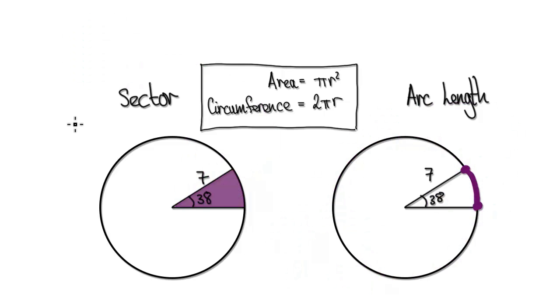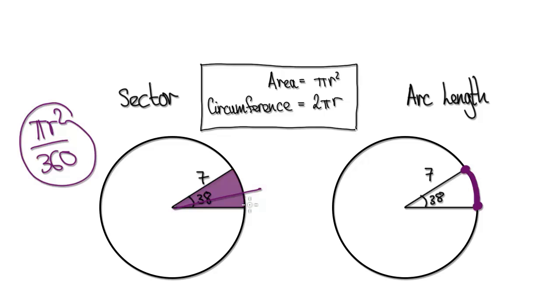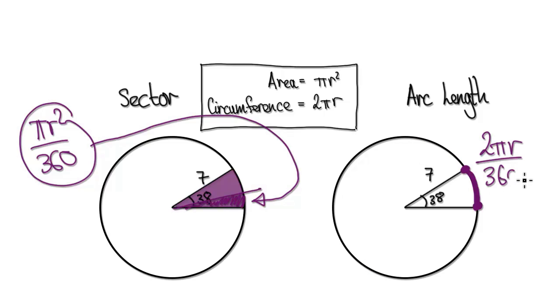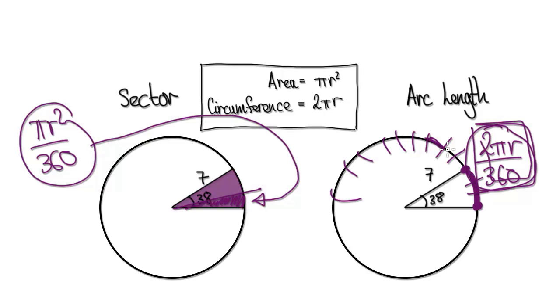The important thing is that when you take pi r squared and cut it into 360 equal pieces, this represents the area of a small pizza, if you like. When you take the whole circumference, which is 2 pi r, and cut it into 360 equal pieces, this represents one length, and because you want 38 of these lengths, you times by 38.